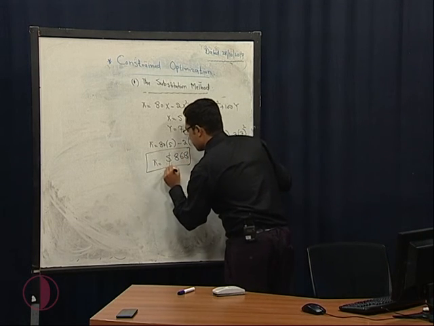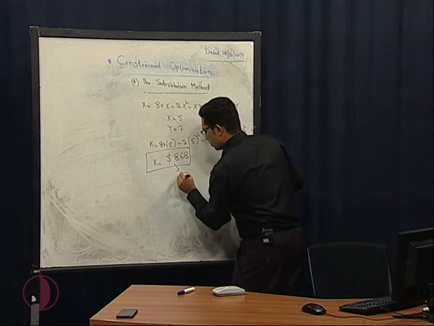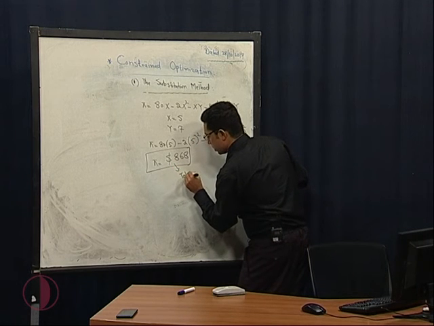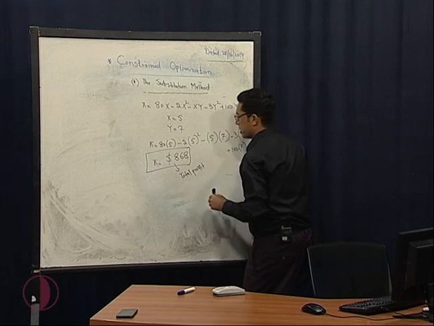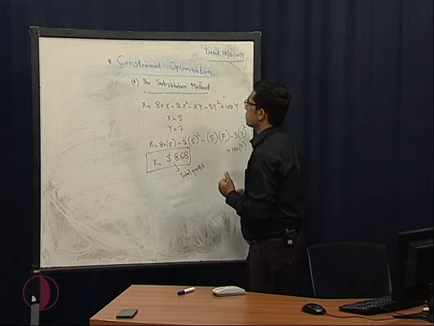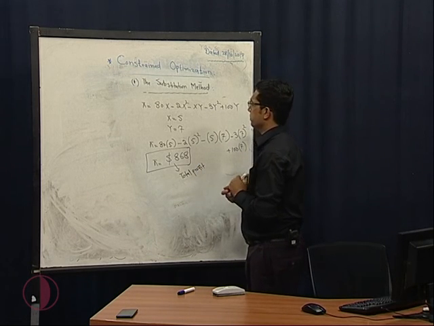This is the total profit of the business firm. So this was the substitution method.